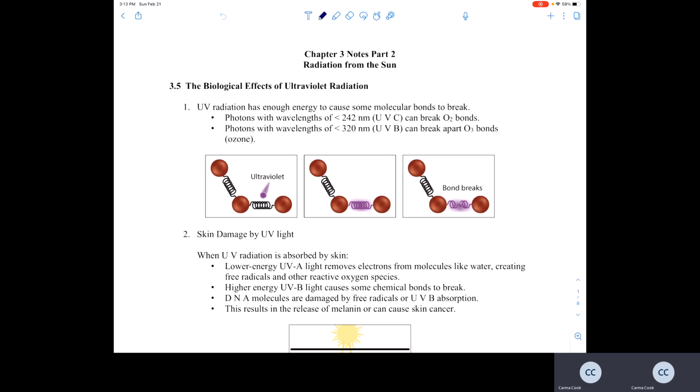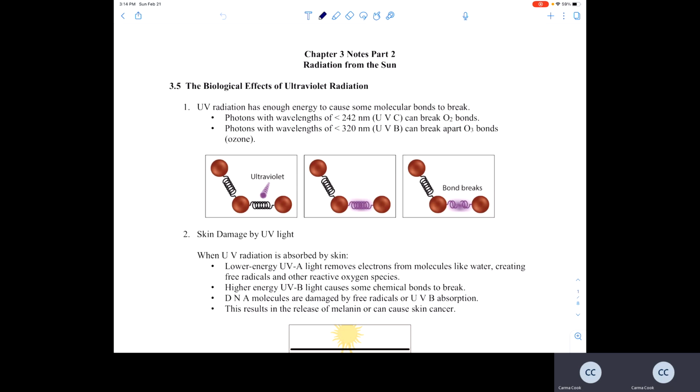This is Chapter 3, Part 2, Pre-Class Lecture. Chapter 3, of course, focusing on the radiation from the sun. And so in the last pre-class lecture, we talked about ultraviolet, also called UV radiation. And we learned there were three types: UVA, UVB, and UVC.